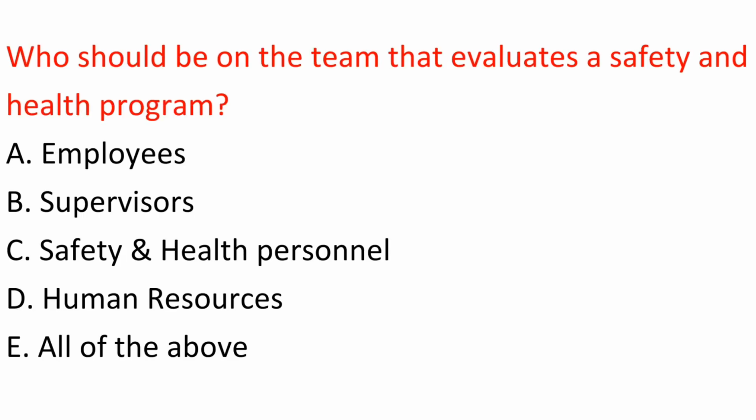Question. Who should be on the team that evaluates a safety and health program? A. Employees. B. Supervisors. C. Safety and health personnel. D. Human resources. E. All of the above. Answer. E. All of the above.